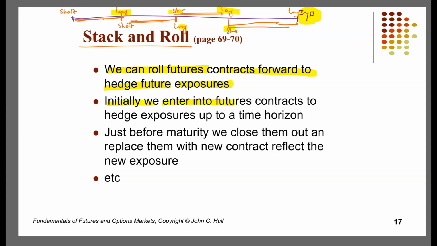So initially we enter into a futures contract to hedge exposure up to a time horizon. That's this first one. We enter into a short to hedge a position for the first period. Before that first one closes, we start a new one. So just before the maturity, we close them out and then replace them with a new contract reflecting the new exposure. So we close the first one, we start the second one. By the time the second one is ending, we close the second one and start the third one. By the time that closes, we close it and start the last one and end it here, and so on and so forth.